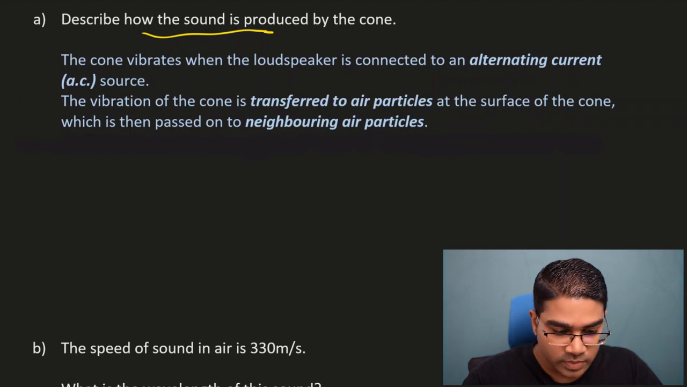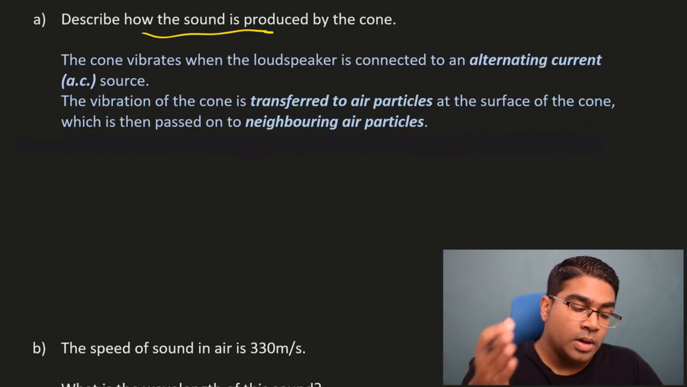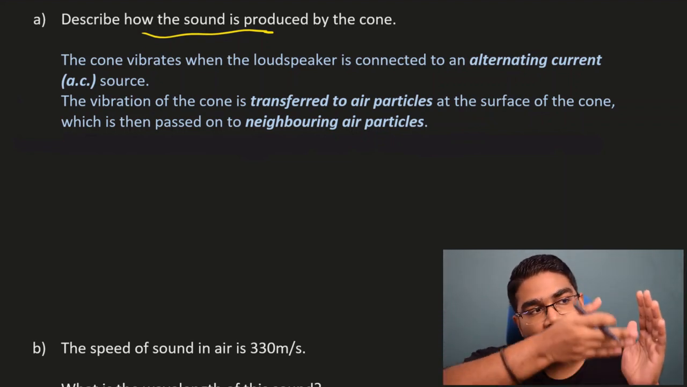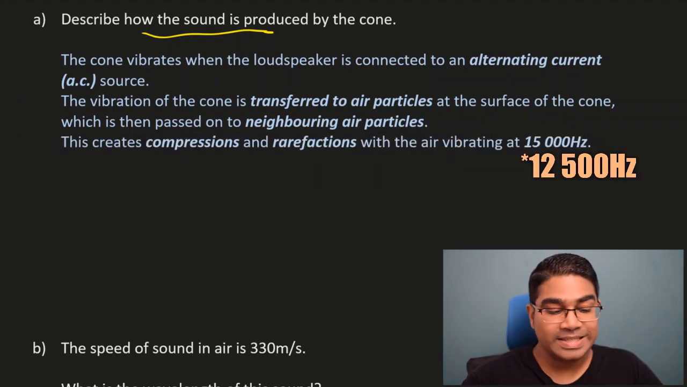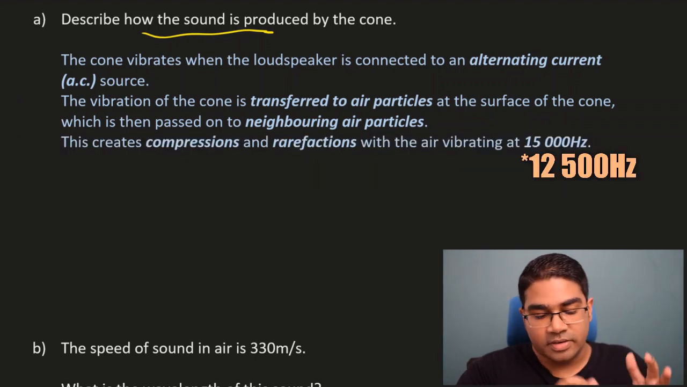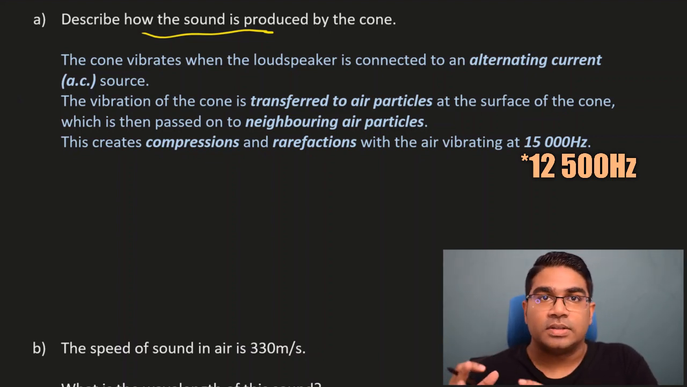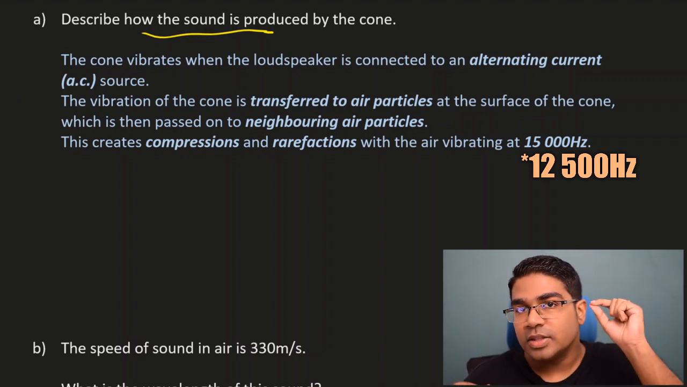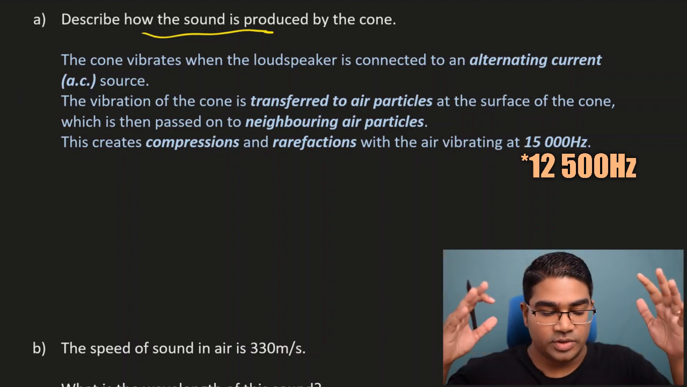So the vibration of the cone is transferred to air particles on the surface of the cone, which is then passed on to neighboring air particles. So the air particles, the next layer, and the next layer, and then this creates compressions and rarefactions with the air vibrating at 15,000 Hertz. When the air vibrates at 15,000 Hertz, that's when you will hear the tone, the sound wave. Right? So this is how the sound is produced.